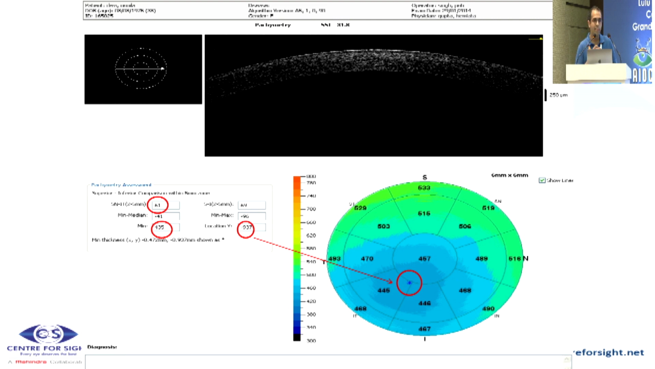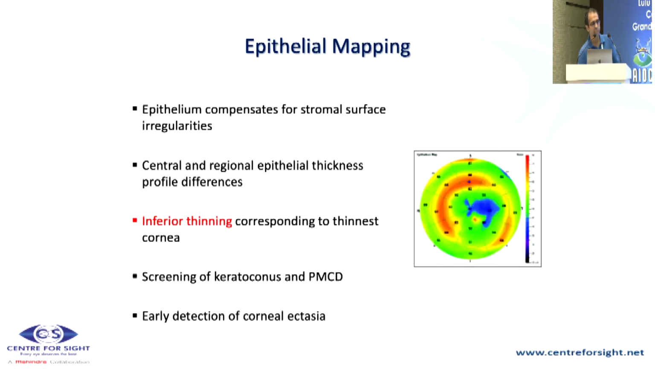This shows, yes, there is thinning inferiorly, which is a very important clinical sign for early ectasia. So such a patient will always be excluded from surgery and will be followed up. This is an epithelial scan showing thickness, an AS-OCT based thickness map.